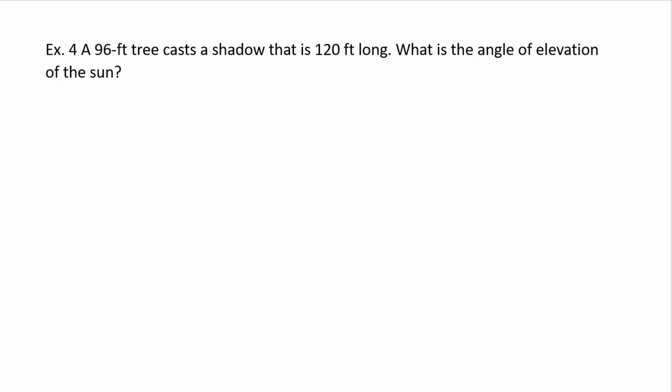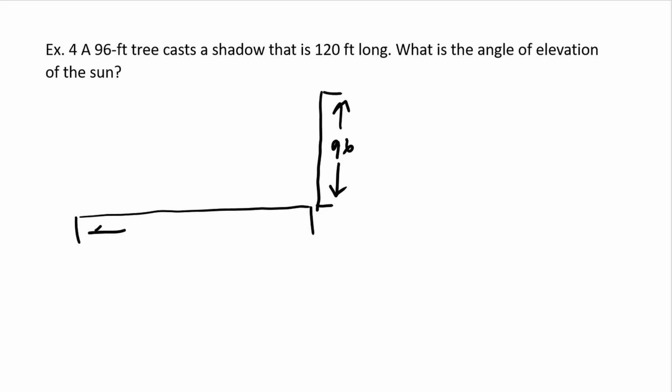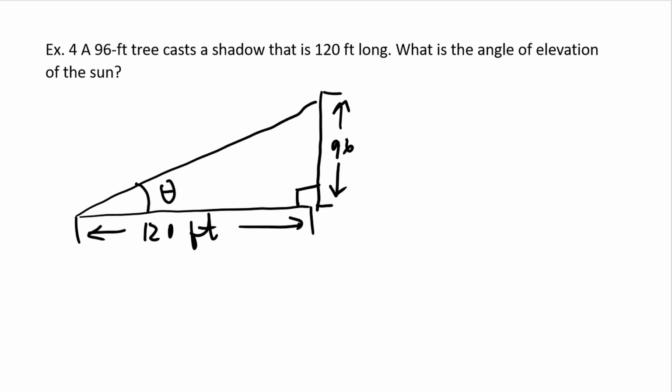A 96-foot tree casts a shadow that is 120 feet long. What is the angle of elevation of the sun? Again, I begin this by drawing a picture. So here is my tree, and we'll call that height 96 feet. It casts a shadow that is 120 feet. So we have a right triangle, and what we are concerned with is the angle of elevation theta, to the sun.